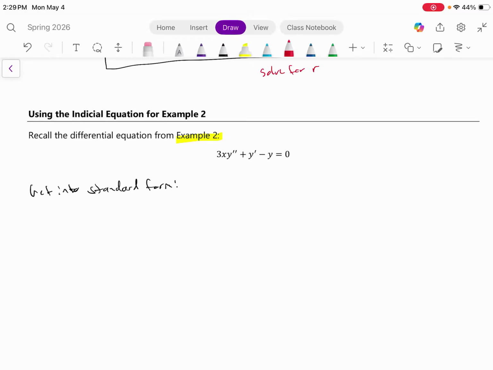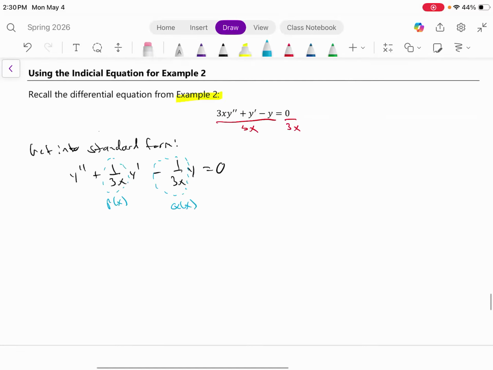Okay, so we're going to divide by 3x. What we get is y double prime plus 1 over 3x y prime minus 1 over 3x y equals 0. Okay, and 1 over 3x is my p of x. Negative 1 over 3x is my q of x. They are the same thing apart from a positive and negative difference, but that's what we're working with.